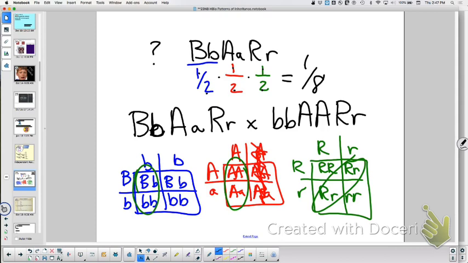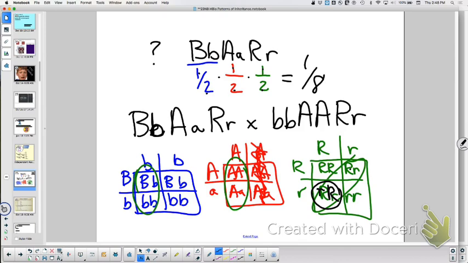How do you know when to multiply versus when to add? If there's more than one way to get the same thing, that's when you would add it up. So for instance, you can get a hybrid right here. You could say this is big R, little r, and this is little r, big R. There are 2 different ways to do it. So in that case, you would add them and you would say, oh, there's a 1/4 chance here, and there's yet another way you could get that same combination, a 1/4, and a 1/4 plus a 1/4 is a 1/2.